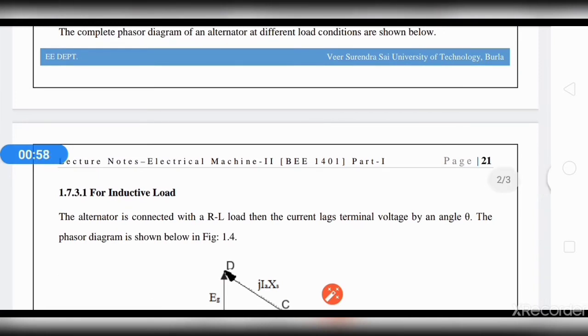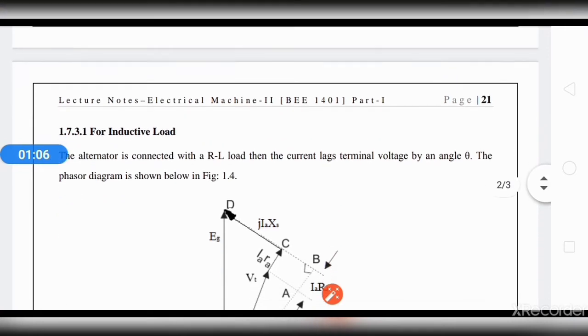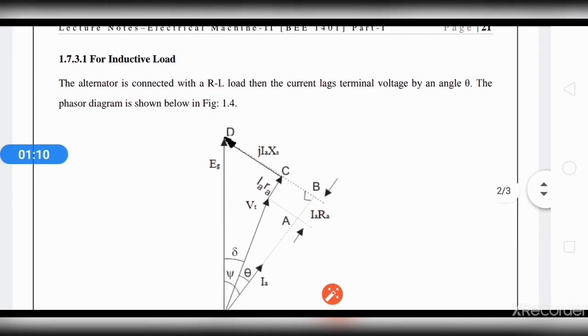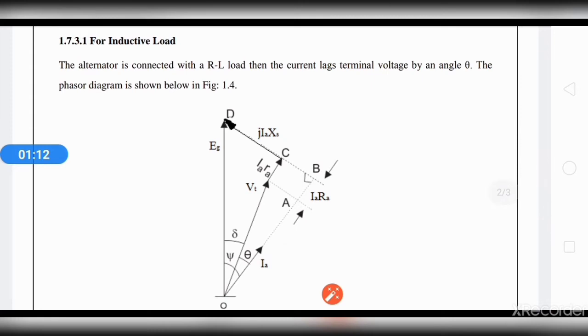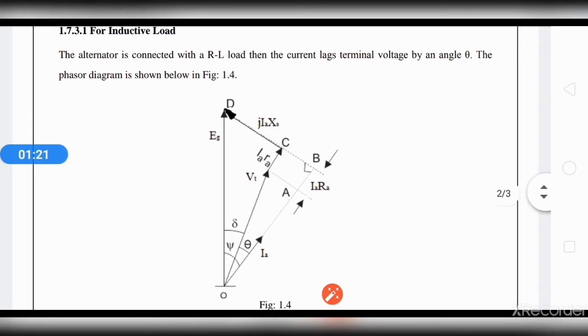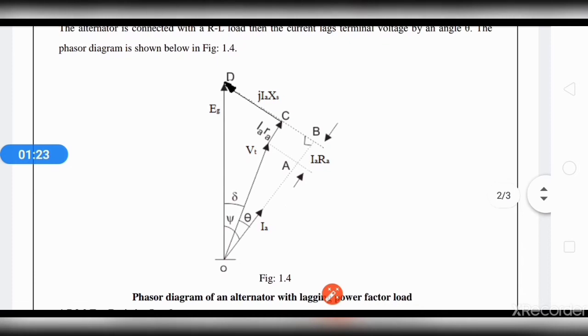There are three conditions based on the load connected, whether it is lagging power factor, leading power factor or unity power factor. So first we are going to discuss for inductive load how the phasor diagram of the synchronous machine can be made. If we are talking about an alternator, and the load connected is inductive, then the phasor diagram can be like this as shown in this figure.